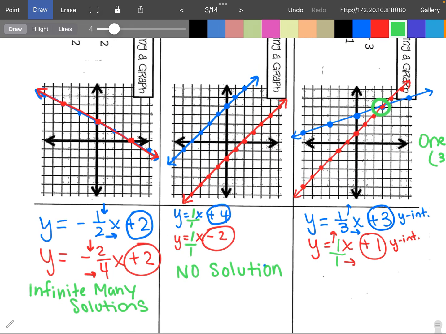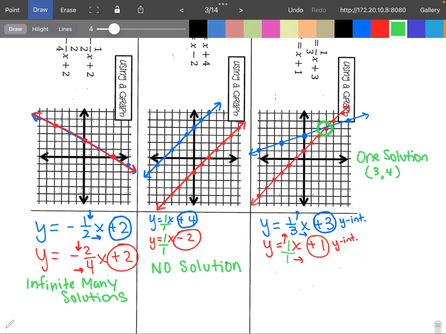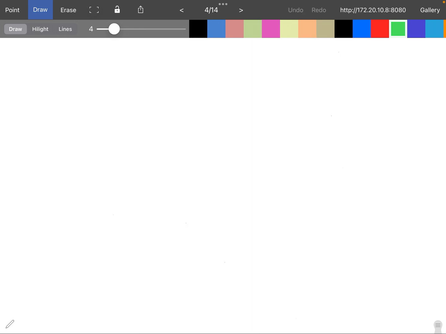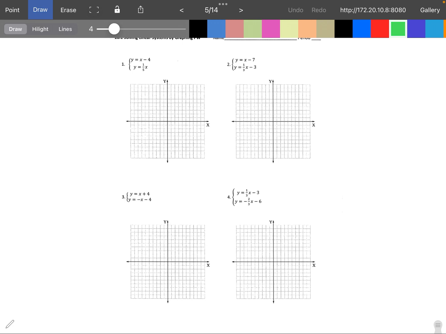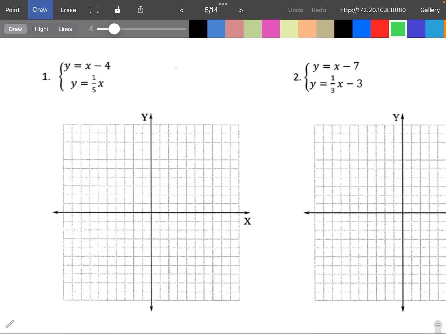Okay, so we have these 3 examples here. You have quite a few graphs here to try. I think maybe just to get you started, I'll hop on here. Let's look at number 1 together just to get you going.